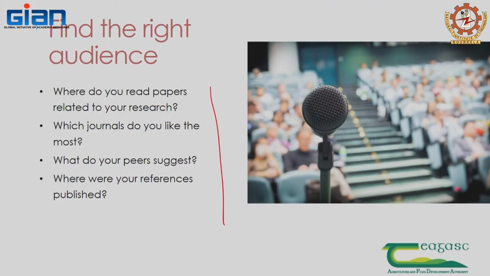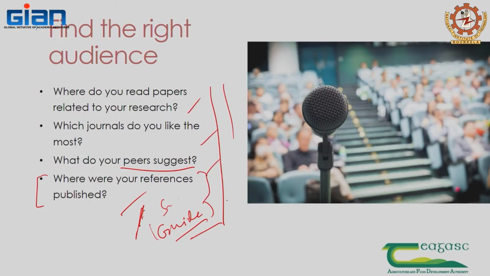Where do you read your papers or your research? Journals, peer suggestions, or published references. Peer suggestions means your supervisor or your guide or anybody. So remember, your supervisors are known as guides. What does it mean? Who shows you the way, not the one who will carry you to that place. So guide and supervisor are two different things. Remember the word. They can tell you where to look, not what to see. So where your references are published, all these are audience related.